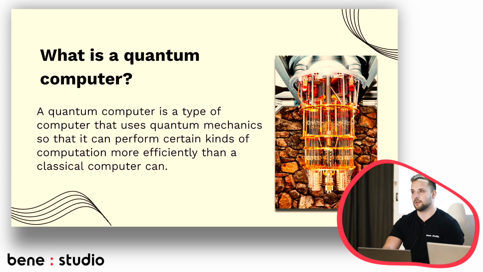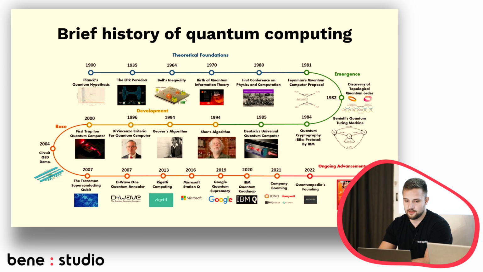So first of all, let's discuss what is a quantum computer. A quantum computer is a type of computer which is based on quantum mechanics. So it can perform certain kinds of computations more efficiently than a classical computer can. Let me tell you the brief history of quantum computing.